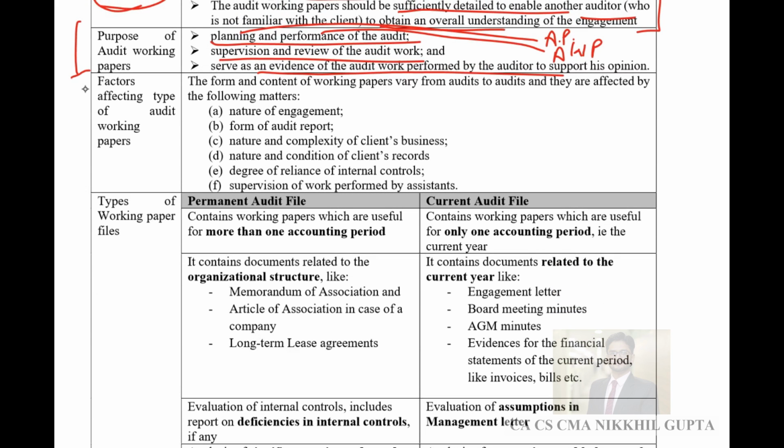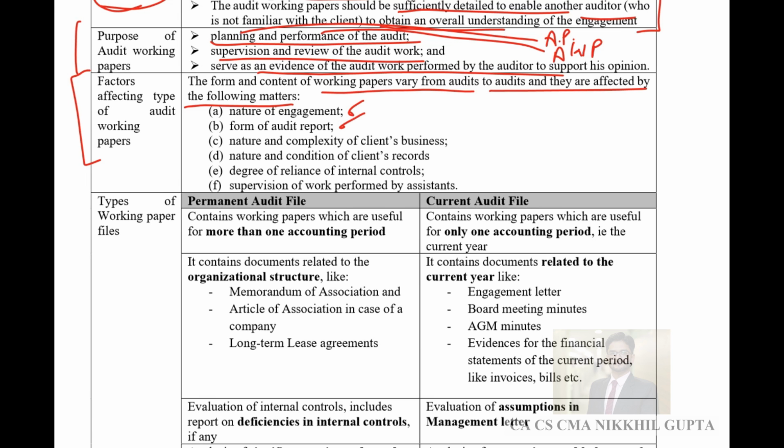Now, factors affecting the type of audit working papers. So what kind of audit working papers are created? This is governed by the following factors. The form and content of working papers vary from audit to audit, and they are affected by the following matters. Number one, nature of engagement. What kind of engagement have you entered into? Is it an income tax engagement? Is it a cost audit engagement? Is it a management audit engagement? So every engagement will have a different type of audit working paper.